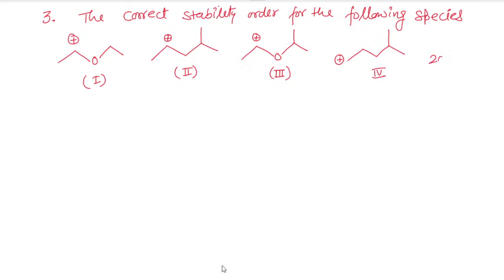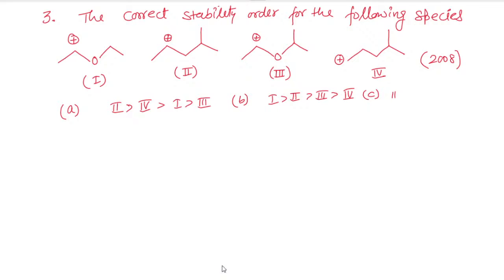Okay, this is from AIEEE 2008. So the first option is second is greater than fourth, which in turn is greater than first, then third. B option is first greater than second, greater than third, greater than fourth. C option is second, first, fourth, and third. And D option is first greater than third, greater than second, greater than fourth. Okay? Yes, tell me which order is correct.